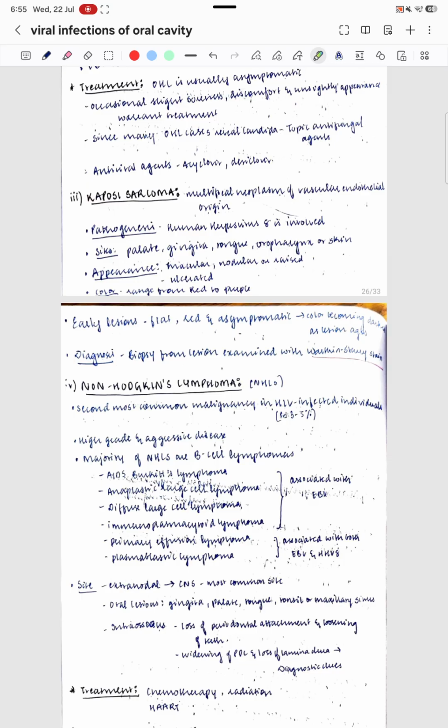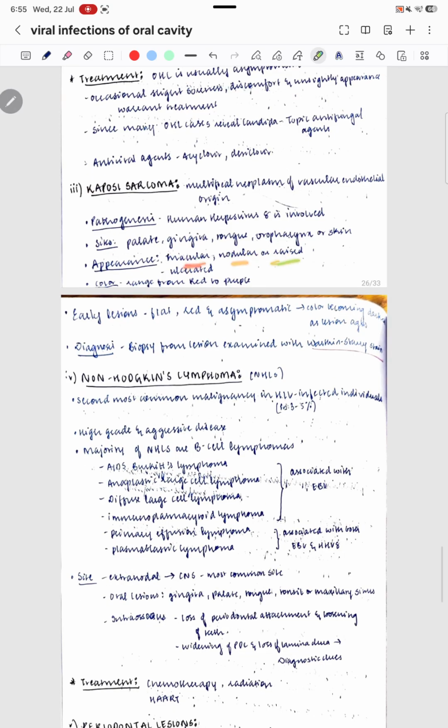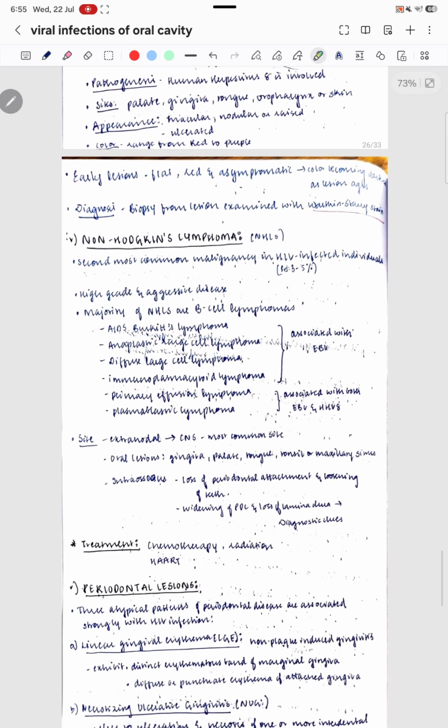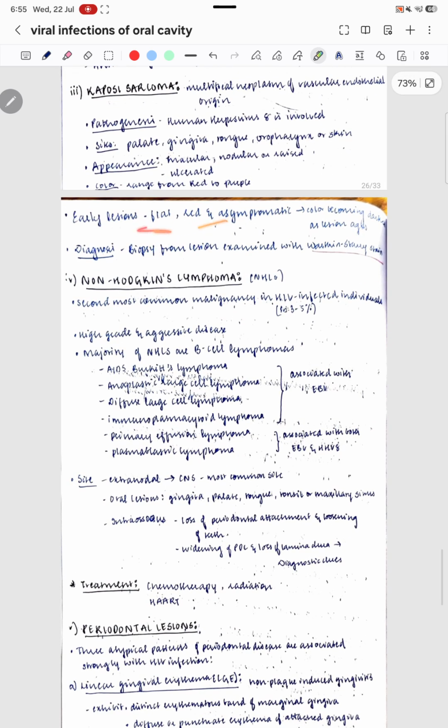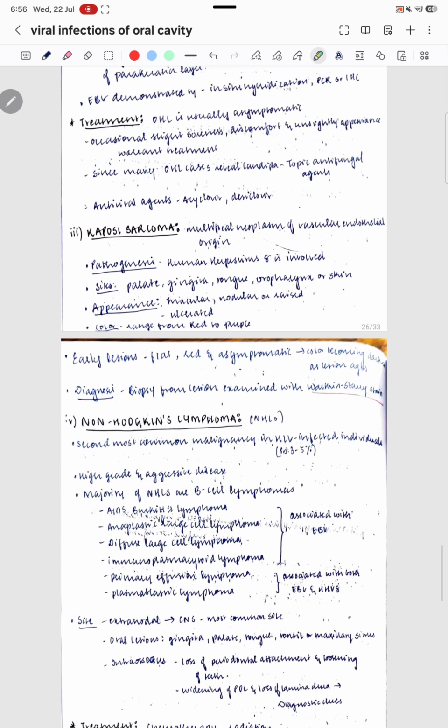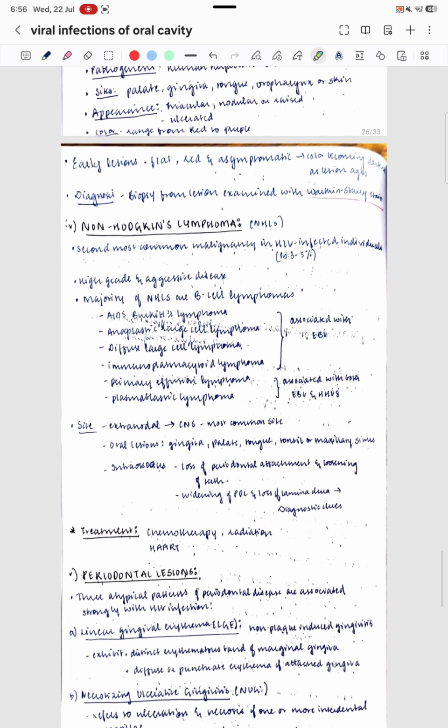Appearance is macular, nodular, or raised. Okay, this is the tongue. Early diagnosis: it is flat, red, and asymptomatic. Diagnosis is by biopsy of the lesion examined with Warthin-Starry stain. So what is the stain for diagnosis of Kaposi sarcoma? It is Warthin-Starry stain.